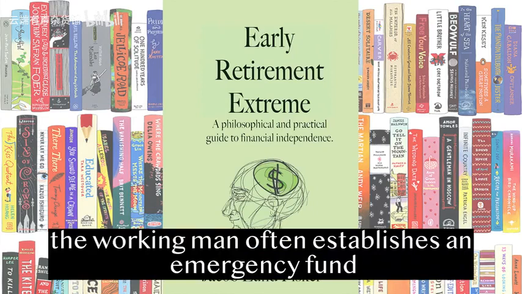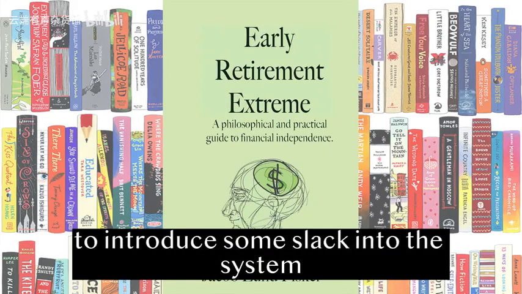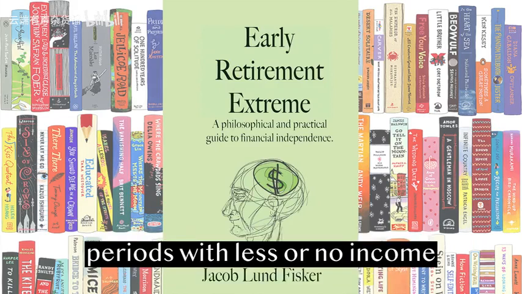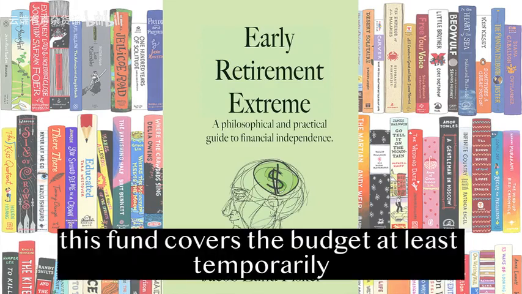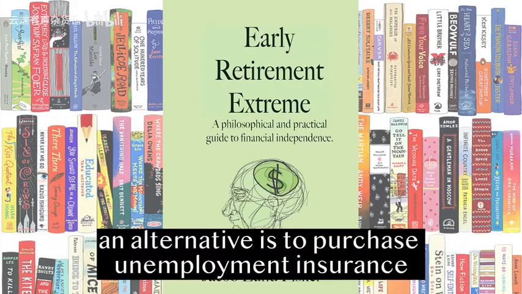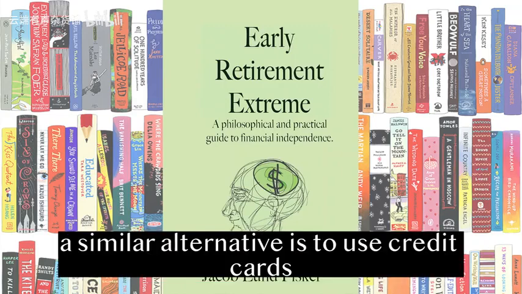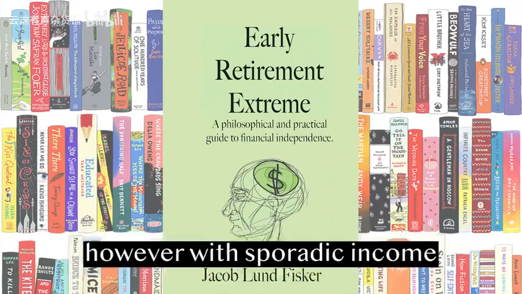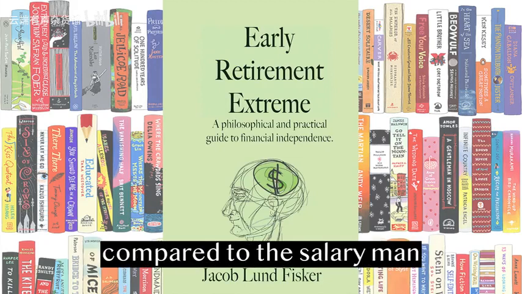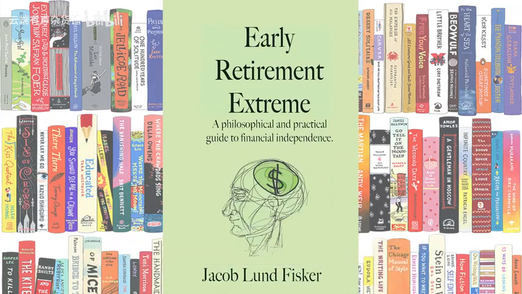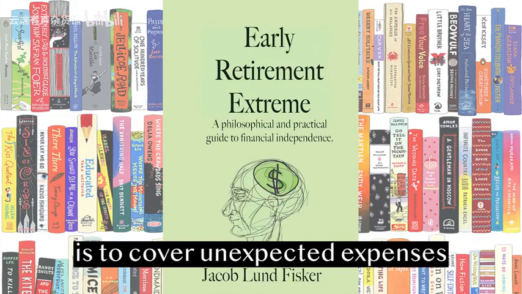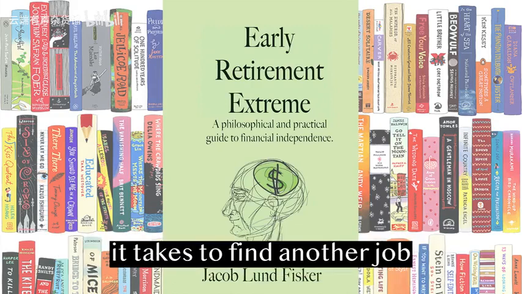Therefore, the working man often establishes an emergency fund to introduce some slack into the system, which allows him to continue consuming during periods with less or no income. This fund covers the budget, at least temporarily, if the money flow is reduced or cut off. An alternative is to purchase unemployment insurance. A similar alternative is to use credit cards. However, with sporadic income, credit will be more expensive for the working man compared to the salaryman who earns a steadier income. The purpose of an emergency fund or unemployment insurance is to cover unexpected expenses or lack of income for the amount of time it takes to find another job.